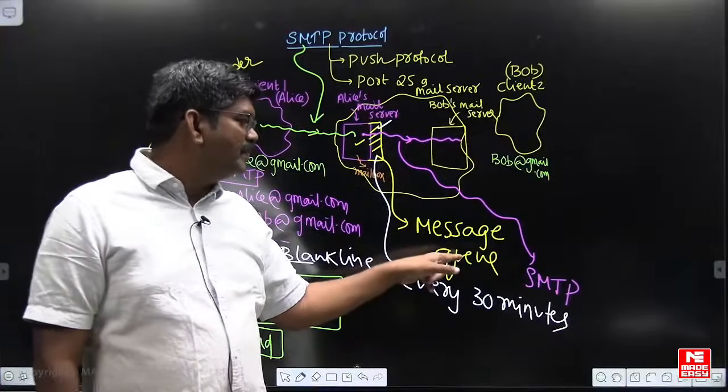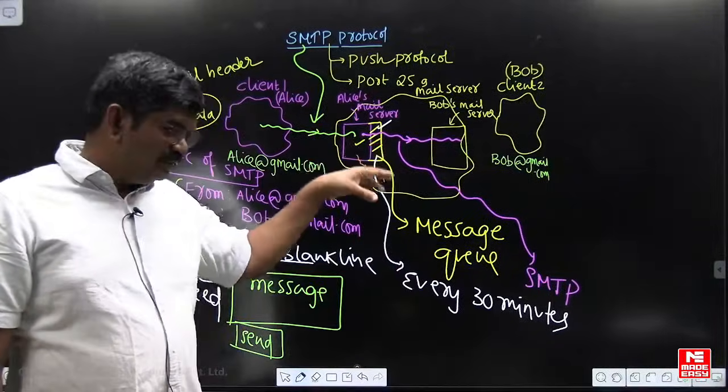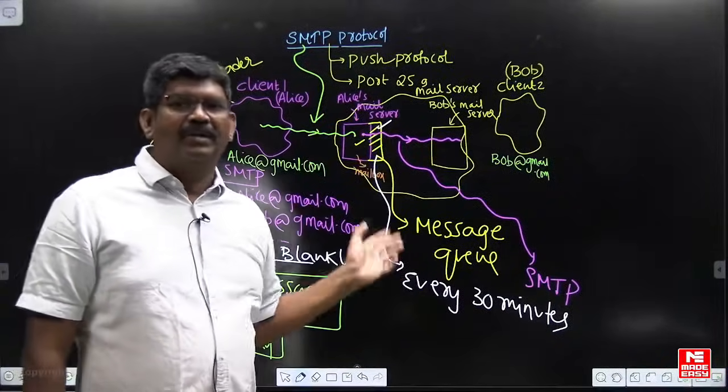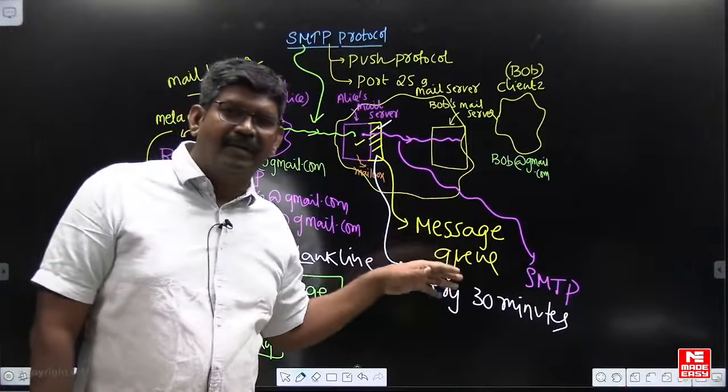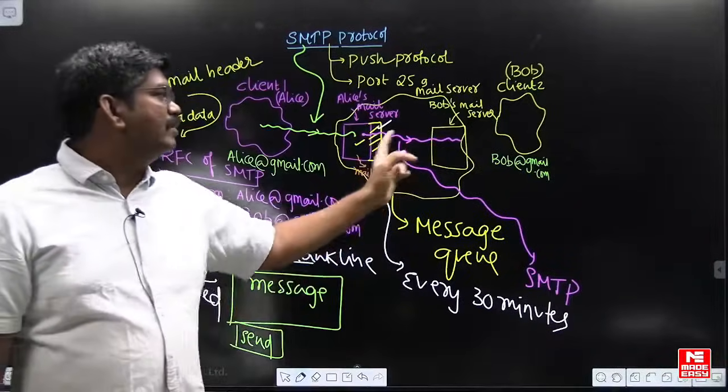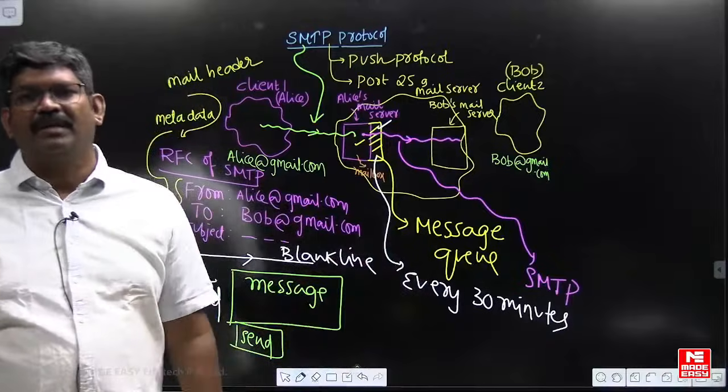Why is there a queue? Whenever the mail fails, it will try again. So after 30 minutes you tried and failed, again 30 minutes you try, like that you keep trying until it goes to the Bob's mail server. This question they can ask.